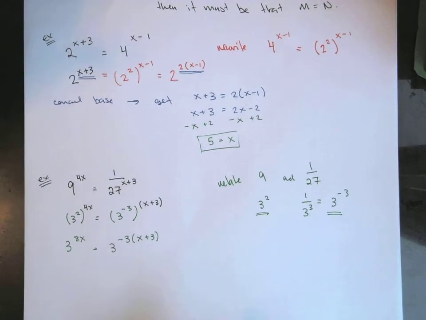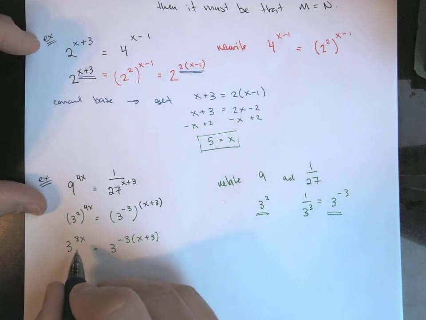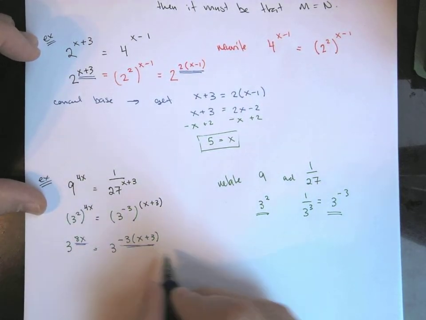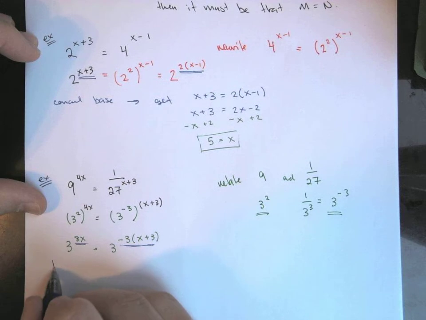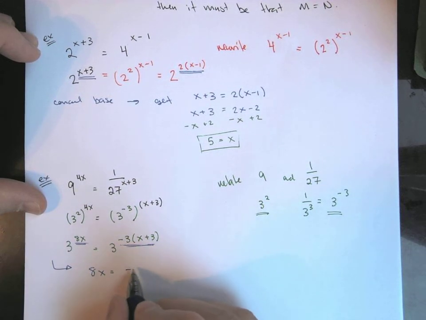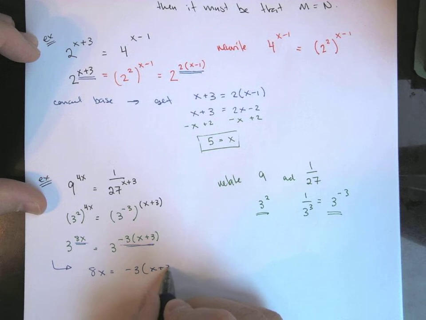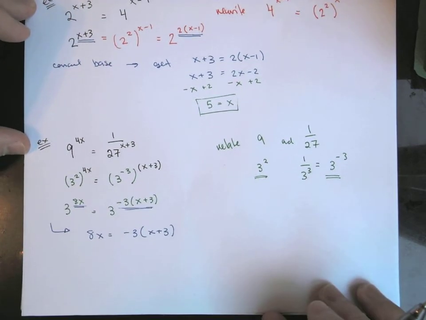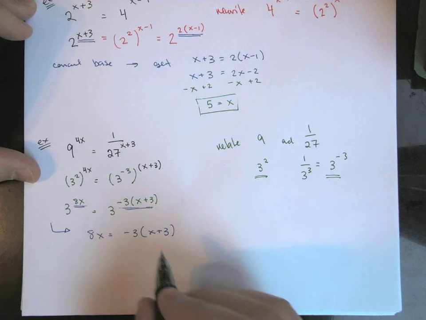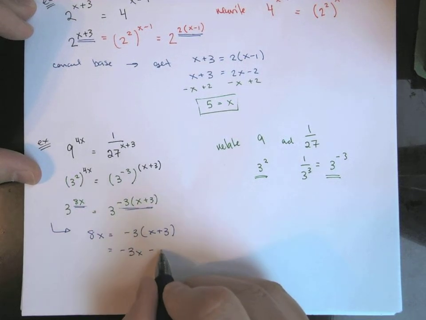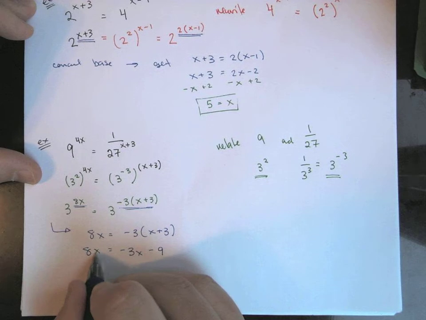I'll do the same thing I just did. I'll leave those powers unmultiplied on the right, and then what we'll do is take the exponents, so 8x is going to be equal to negative 3 times x plus 3. And so that we can work with and clean up. This is another relatively short linear equation, right? So negative 3x, this would be minus 9 equals 8x.